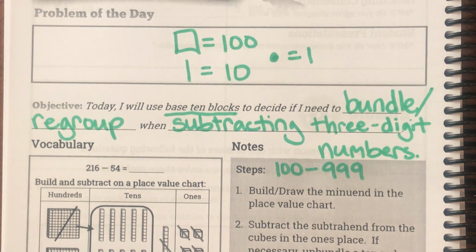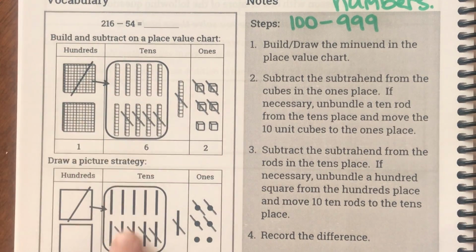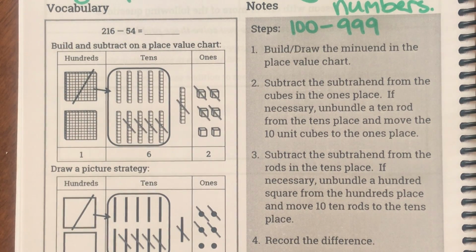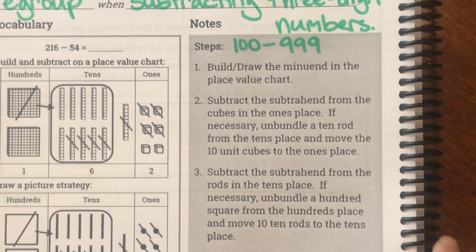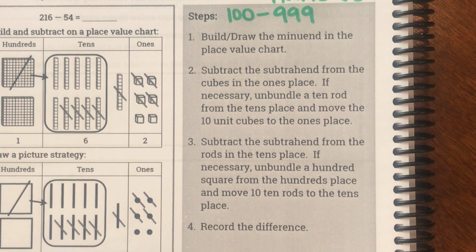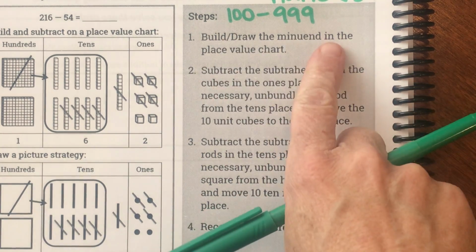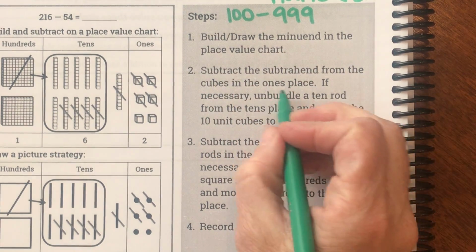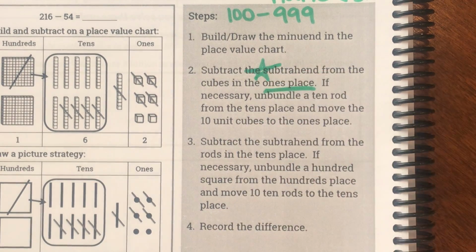Okay, if you look at our vocabulary, you can tell that we're going to do a draw picture strategy. I'm not going to go over this with you, but we are going to be drawing a picture. I'm going to read over the notes with you, even though they're really long. But we've done this, boys and girls, so it's not too different. It says we're going to build and draw the minuend on the place value chart. Then we're going to subtract the subtrahend from the cubes in the ones place. Remember, we always start with the ones place. And then, if necessary, unbundle a 10 rod from the tens place and move the 10 cubes to the ones place. So we've done that.